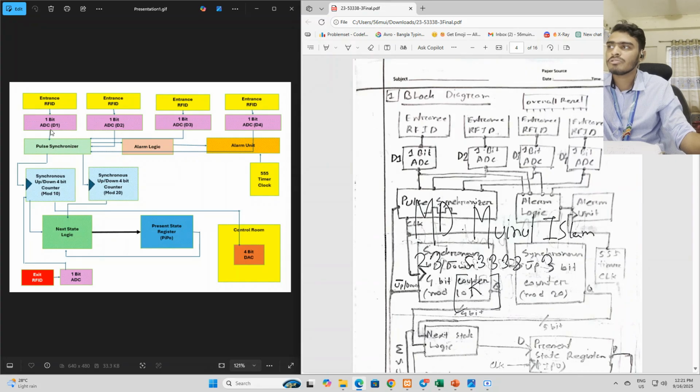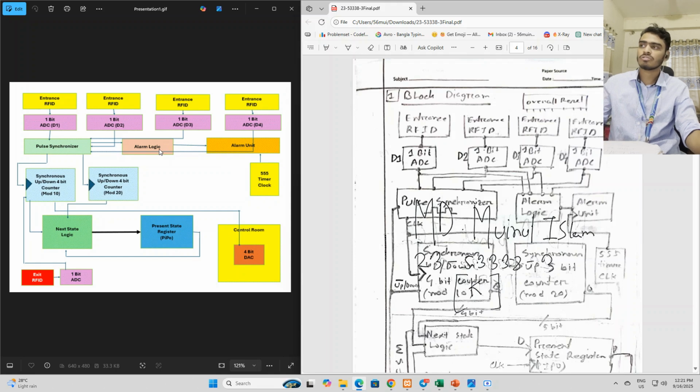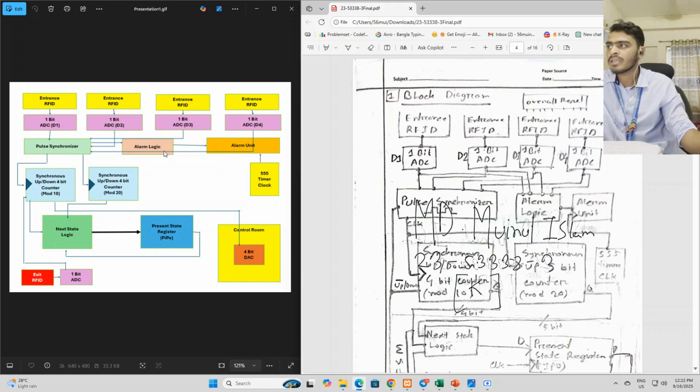And I also send all of these signals into the alarm logic. We have a requirement that if more than 3 passengers cross the yellow line, that means the entrance of the metro station, an alarm should trigger. So it goes into this alarm logic, and the logic will be explained later. According to that logic, an alarm unit gets activated, and that alarm unit is powered by a 555 clock. So that covers one of our requirements, that if 3 passengers cross the yellow line simultaneously, an alarm goes on.